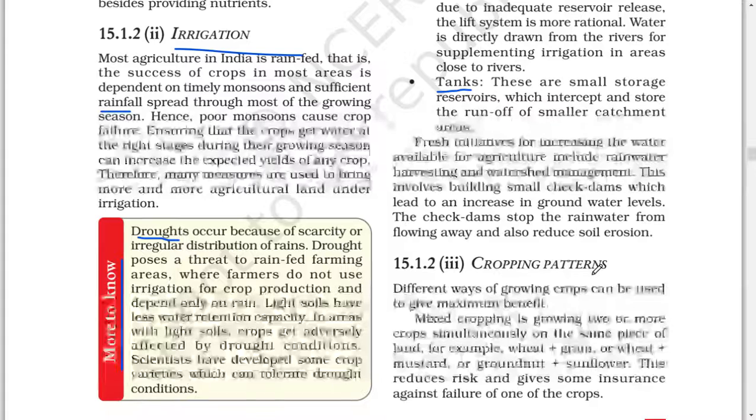Fresh initiatives for increasing the water available for agriculture include rainwater harvesting and watershed management. This involves building small check dams which lead to an increase in groundwater levels. The check dams stop the rainwater from flowing away and also reduce soil erosion.